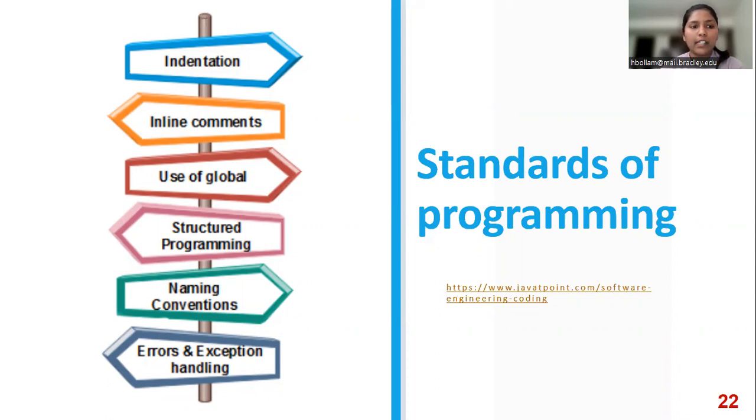Standards of programming help us choose a suitable programming language for our software development, and there are mainly six coding standards irrespective of the programming language. First, proper and consistent indentation for better readability and maintenance. There are inline comments to analyze the functionality of code, and there are rules for limiting the use of global data. Next, structured programming methods shall be used, and naming conventions should be followed for variables and identifiers. And some standards should be maintained to handle errors or exceptions in a program.